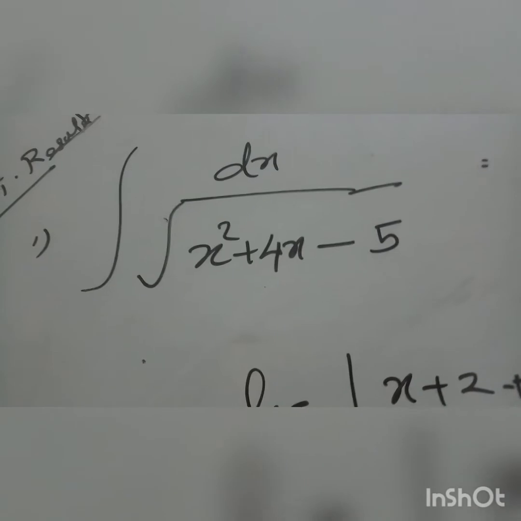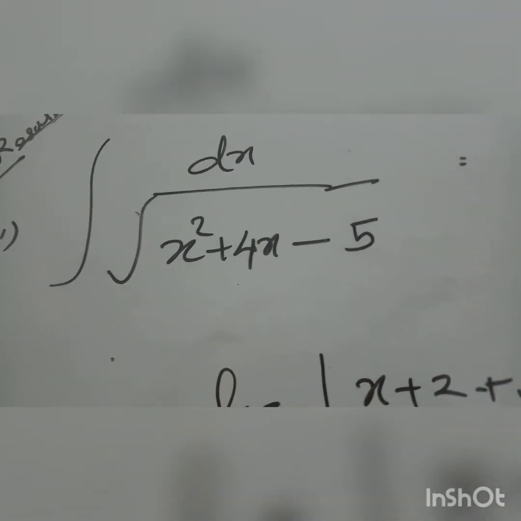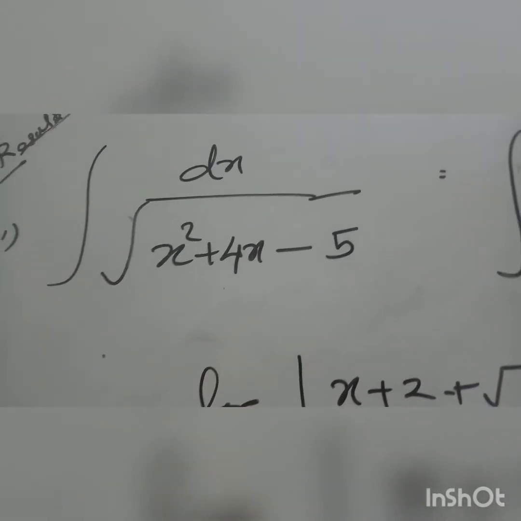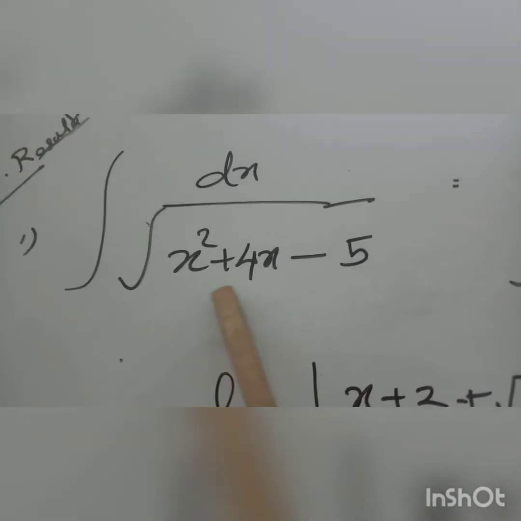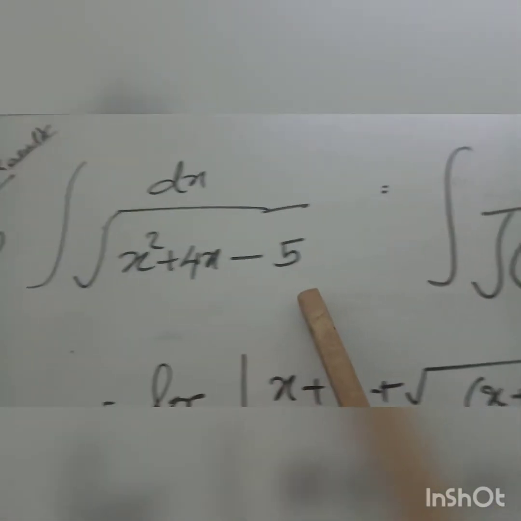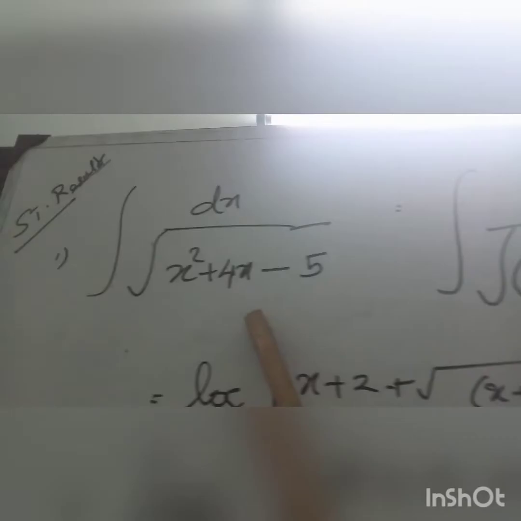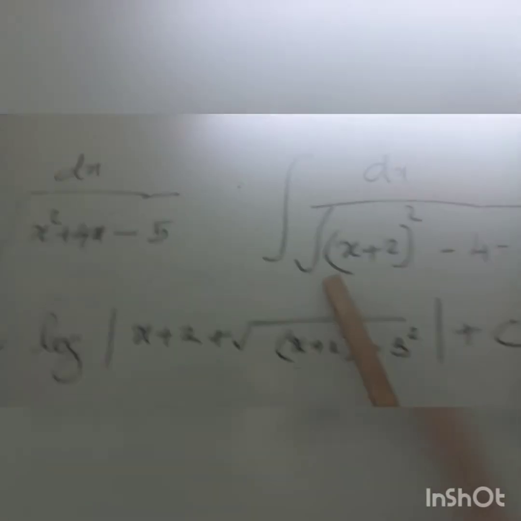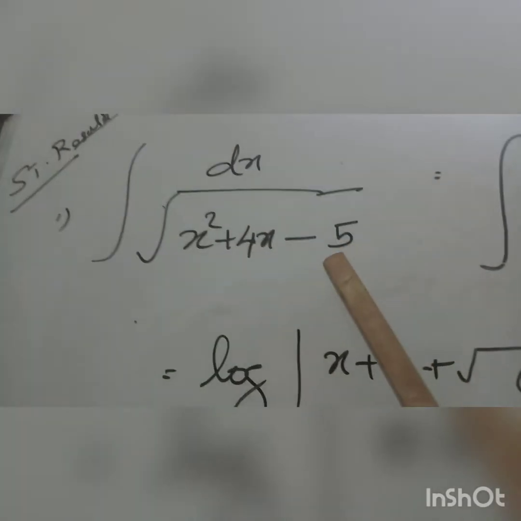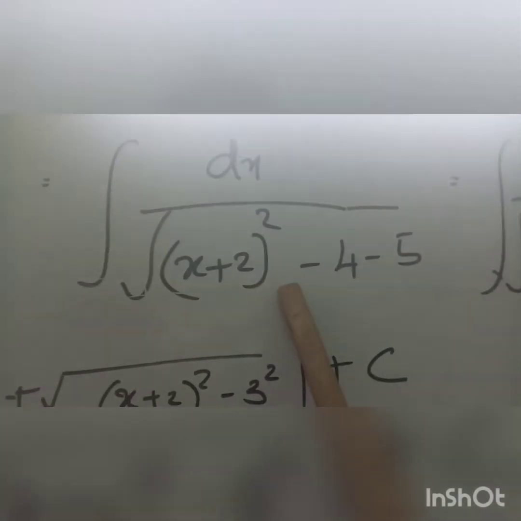Let us solve a problem. Integral dx by root of x square plus 4x minus 5. The denominator is a quadratic one, x square plus 4x minus 5. As similar to our previous problem, you split the denominator x square plus 4x minus 5 as the sum or difference of two perfect squares.